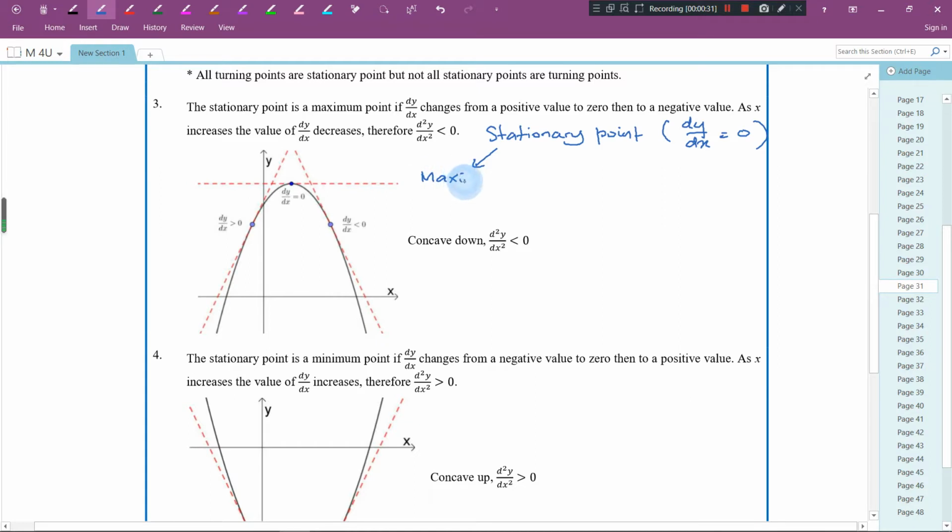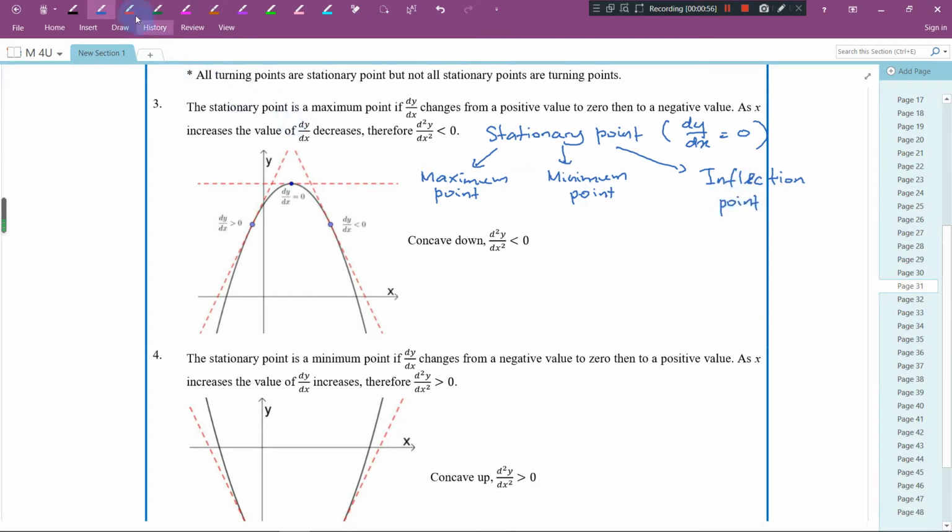Maximum point, minimum point, or inflection point, or sometimes we call it point of inflection. These two, maximum and minimum point, we also can call them turning point, because that is a point where the graph starts to turn its direction.